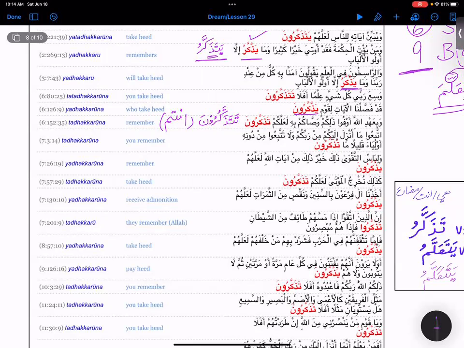Then we have tatadhakkaruna. So now these two tas are telling me what pronoun is there? Antum. And now look over here. Then it says tadhakkaruna. What happened over here? Now instead of two ta, they just dropped one ta. And now instead of tatadhakkaruna, it is tadhakkaruna.